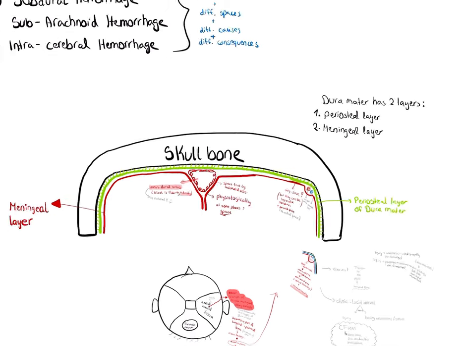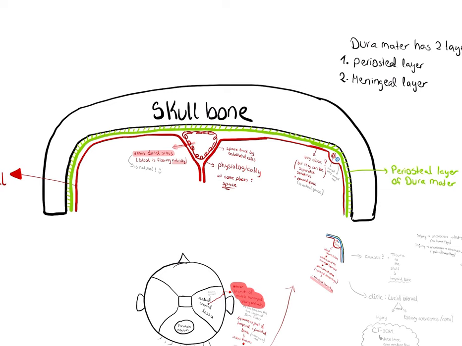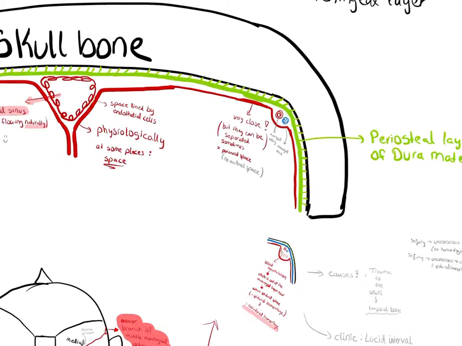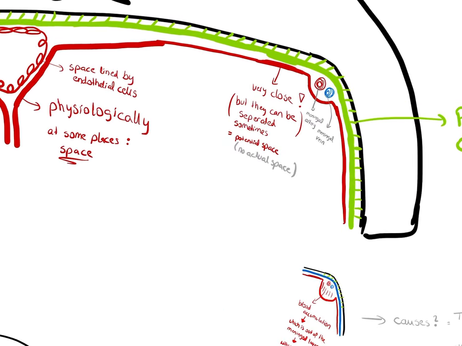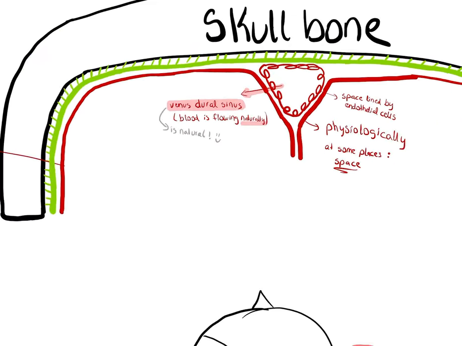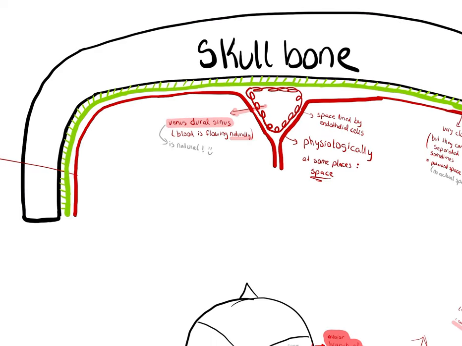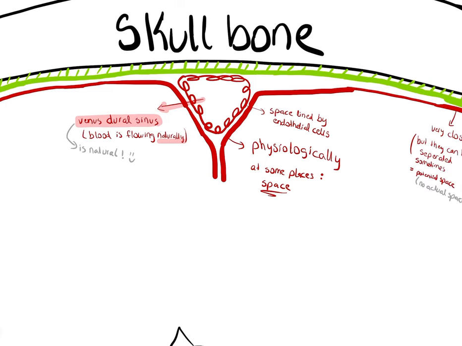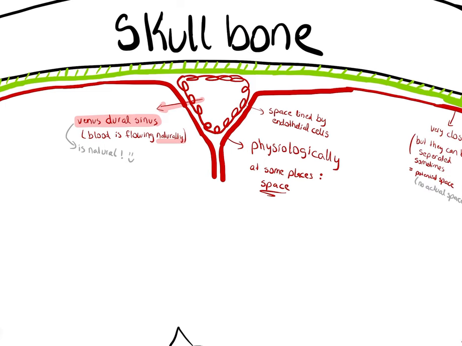So, we have here the skull bone. The dura mater under it has two layers, the periosteal layer and the meningeal layer. Here we have the periosteal layer of dura mater, and then in red we have the meningeal layer. Naturally, between the periosteal layer and the meningeal layer we have a venous dural sinus, where blood is flowing physiologically, and the space is lined by endothelial cells.